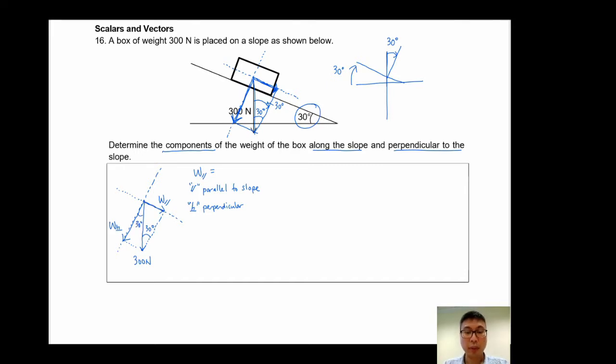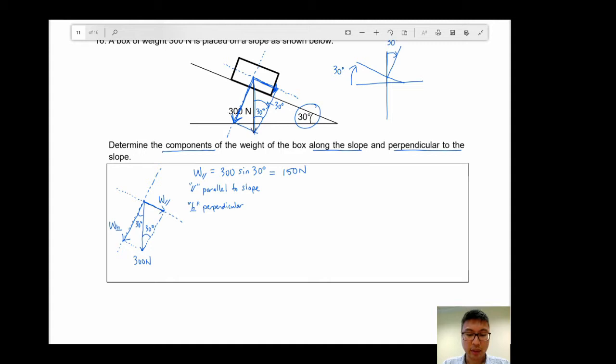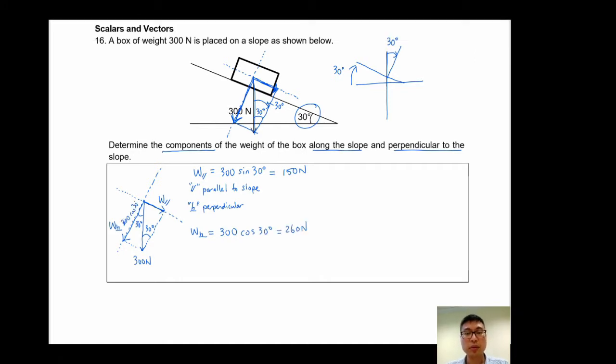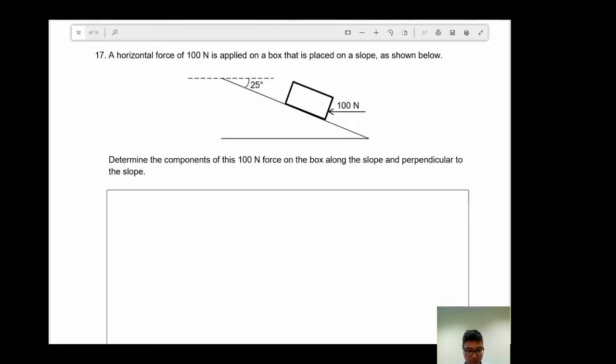So, W parallel is 300 sine 30 degrees. Now the perpendicular component, on the other hand, will be 300 cosine 30 degrees. Now it's also good for us to write the directions of the forces, but since we have drawn a diagram, we don't actually have to write the directions anymore. Alright, so that's the answer.